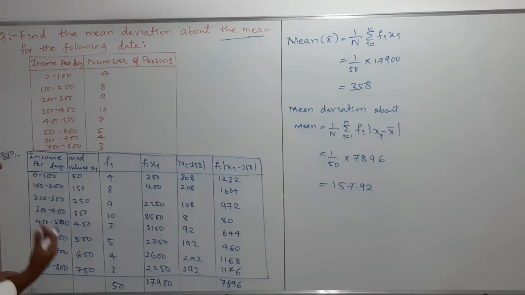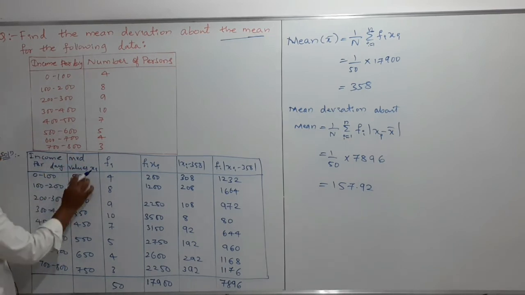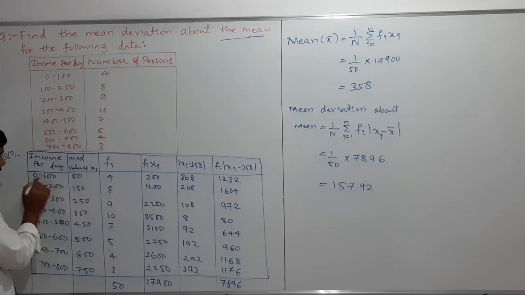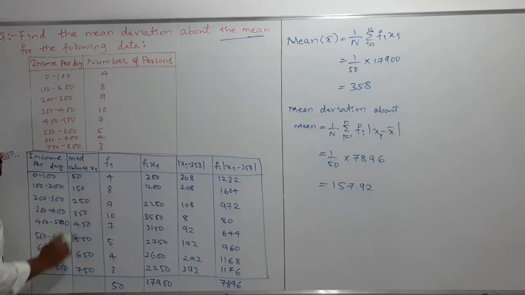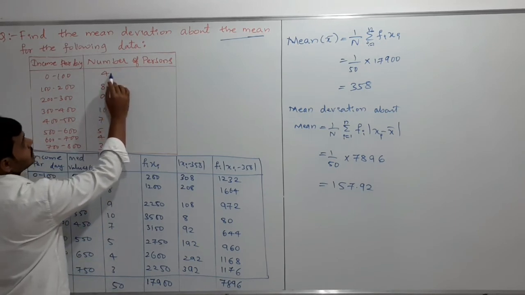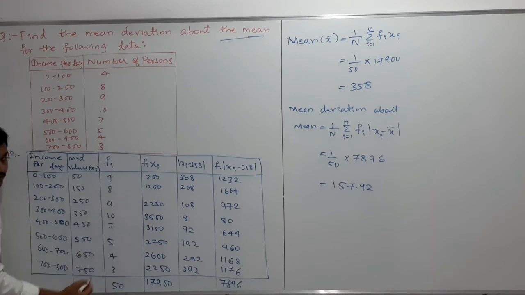So by keeping all those formulas in our mind, we should construct the table. First income per day, we will write like this, and mid values we can calculate: 0 plus 100 divided by 2, 100 plus 200, that is 300 divided by 2. We should take the middle value of this class, add these two and divide by 2. We will get the mid values, that is nothing but your xi values. And then fi, that is nothing but frequencies, the number of persons.